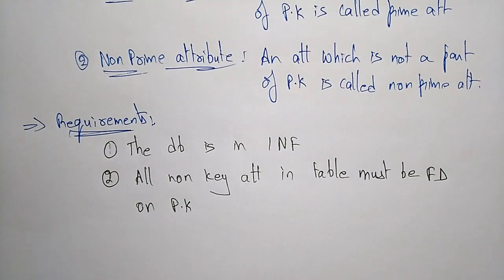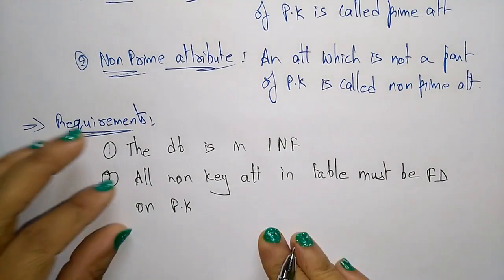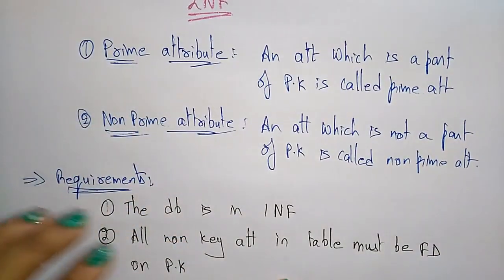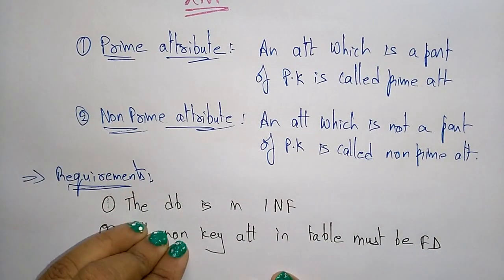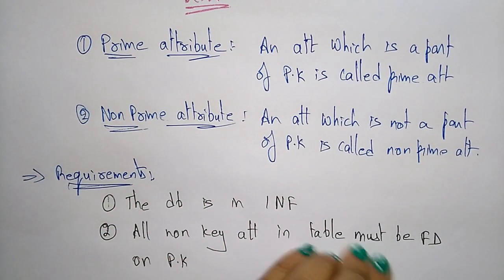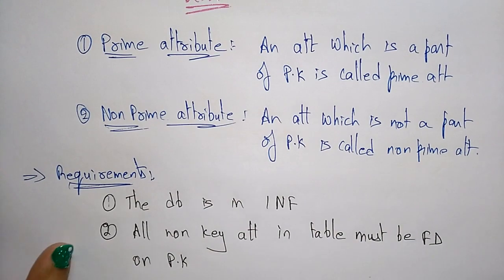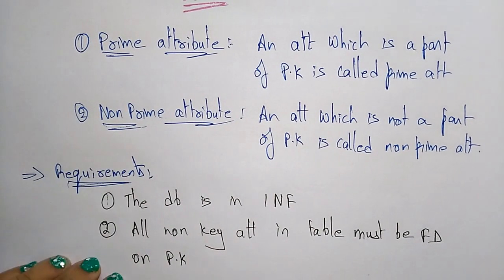So note that we are only dealing with non-key attributes. In this 2NF we are dealing with non-key attributes, and those non-key attributes should always depend upon the primary key. So these are the requirements you have to follow. Now let us see the definition of 2NF. What is the definition of 2NF?